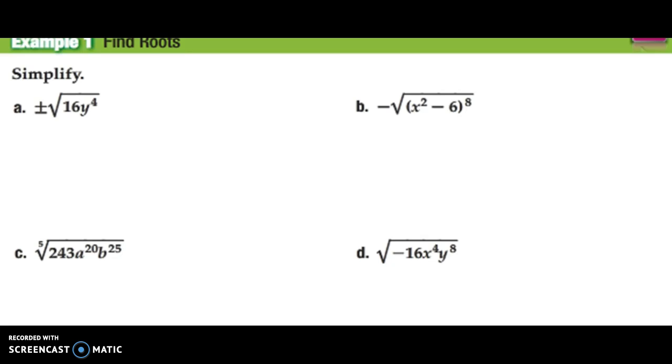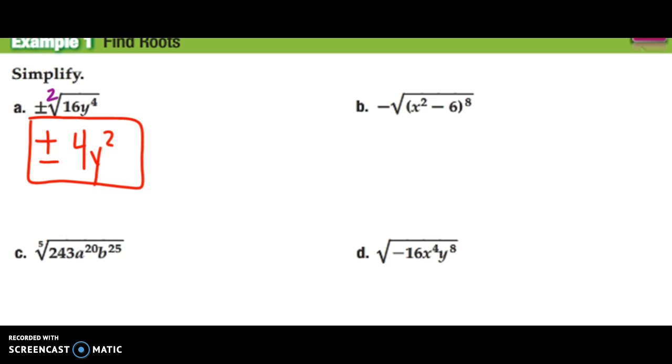First, we have plus or minus. The index in this one is 2, and we have 16y to the fourth as our radicand. Since it's plus or minus on the outside, I'm going to put plus or minus for my answer as well. Then I take the square root of 16, which is 4, and y to the fourth divided by 2, because remember, taking a power to a power is like taking 1/2. So half of 4 would be y to the second. My answer to this one is plus or minus 4y to the second.